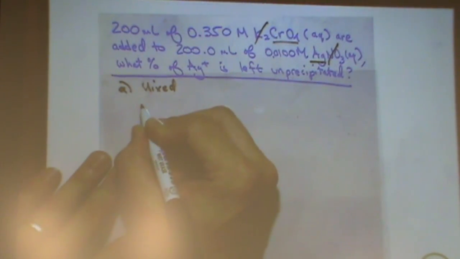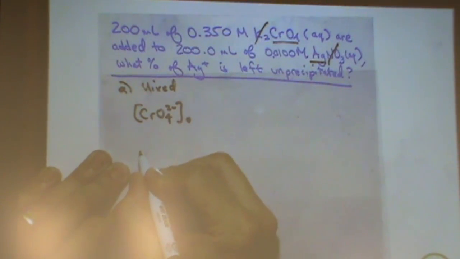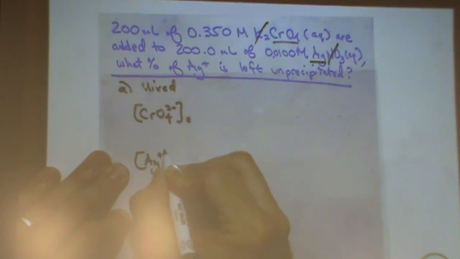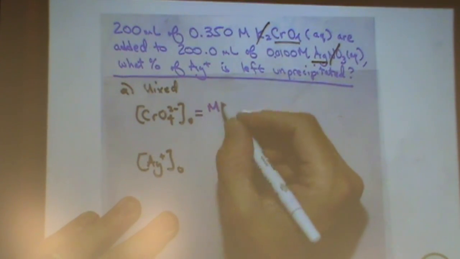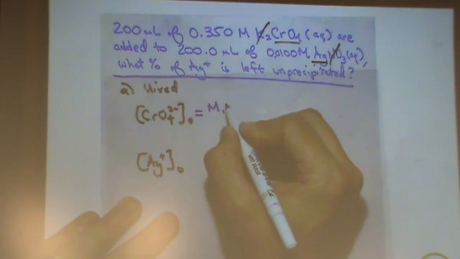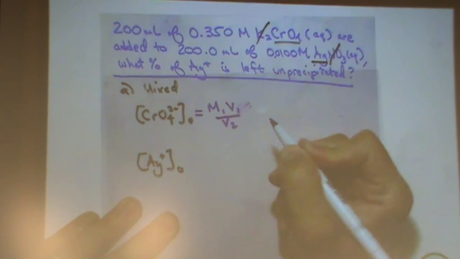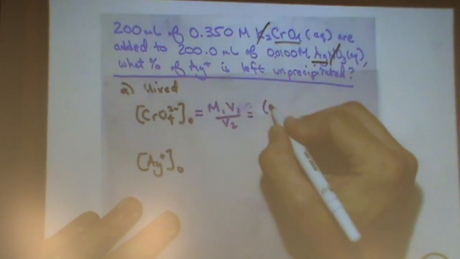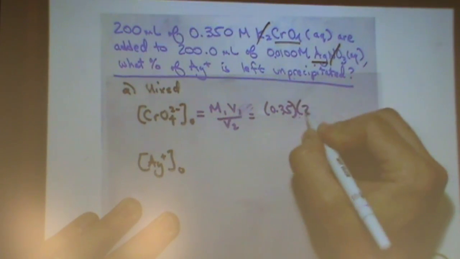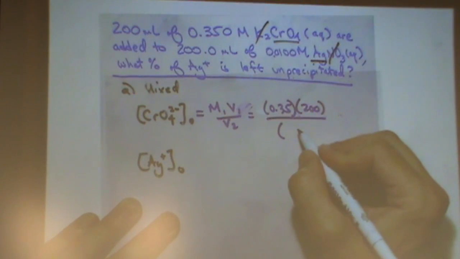Okay, so I only care about the concentration of the chromate. Initially, I'll put a 0 for the initial, and the concentration of the silver initially. Let's calculate those. For the chromate, I need the initial molarity and volume divided by the final volume. That's just using the dilution formula to get the final molarity. I started with 0.35, and I started with 200 milliliters. I end with, what number goes on the bottom?